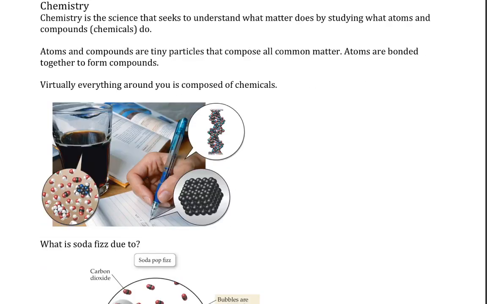Chemistry is the science that seeks to understand what matter does by studying what atoms and compounds, that is, chemicals, do. Atoms and compounds are tiny particles that compose all common matter. Matter is everything around us that we see, touch, and so forth. Atoms, by the way, are bonded together to form compounds. Virtually everything around you is composed of chemicals.